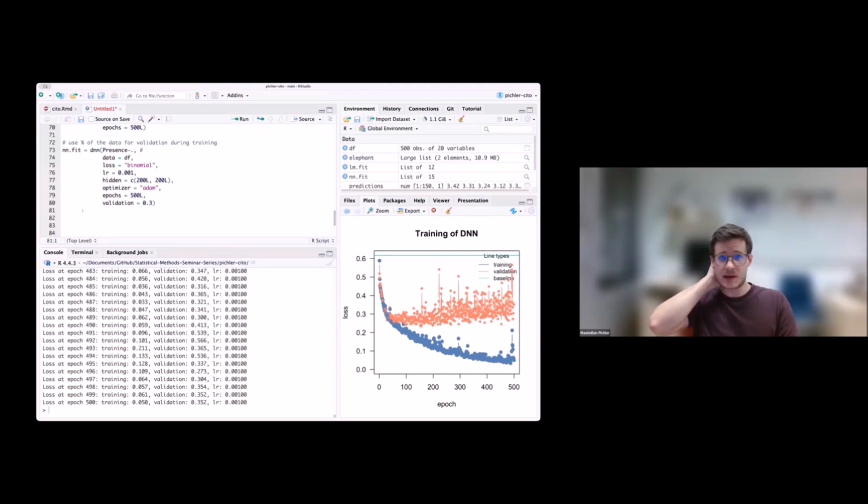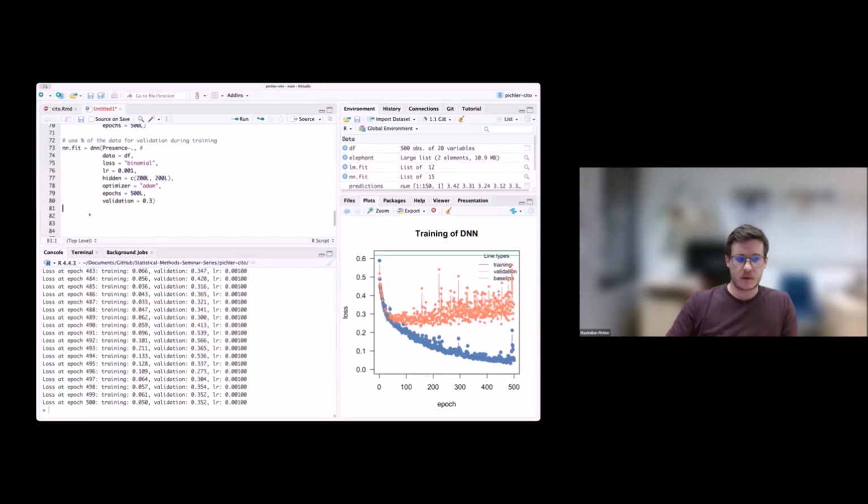So we have now several options to prevent overfitting. First of all, we should use regularization. In deep learning, similar to statistical models or machine learning, we can use L1, so lasso, or L2 regularization, so ridge, which we also use, for example, in Bayesian statistics, on the weights of our neural network.